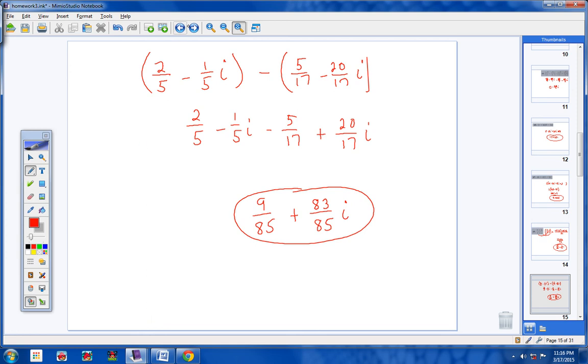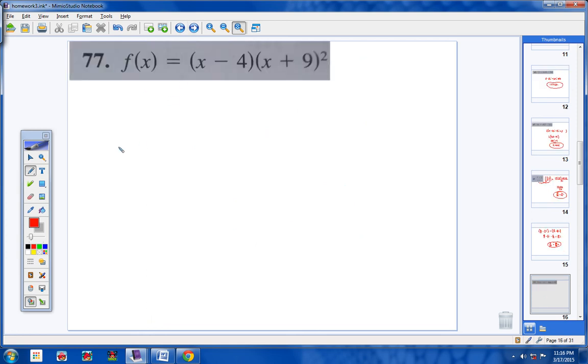Alright, moving on to the next one, which is numbers 77, 79, 81, and that's where we'll stop the first video, okay? Determine the number of zeros of the function, then find the zeros. Now, I'm not sure if they're counting repeats or not. If they're counting repeats, the number of zeros for this would be 3. X minus 4 is a linear factor. X plus 9 is a linear factor. Then because this has a power of 2, you write that linear factor again.